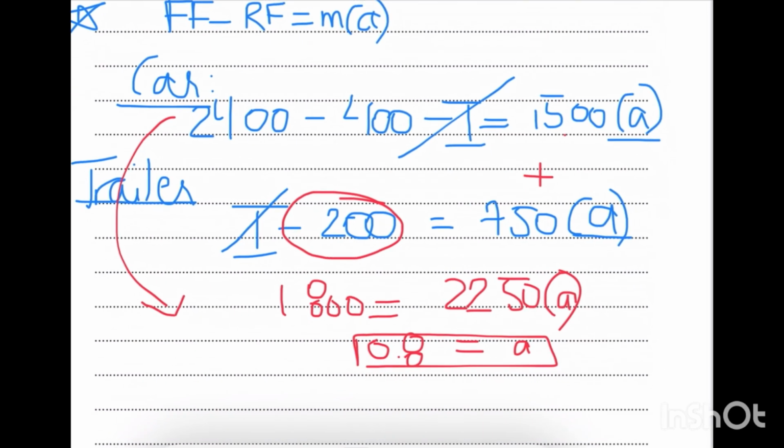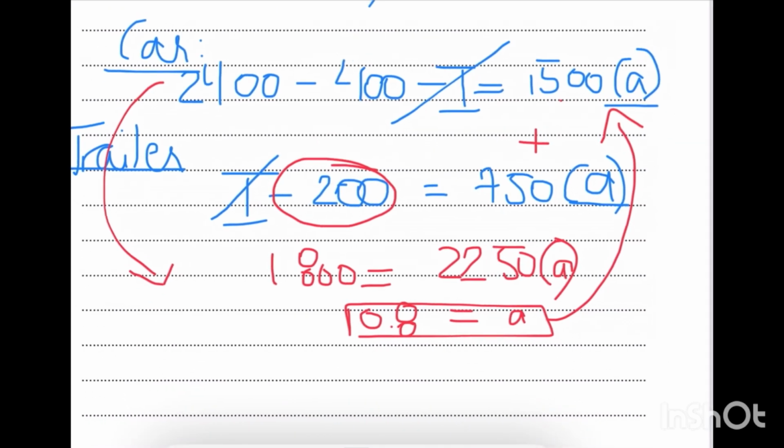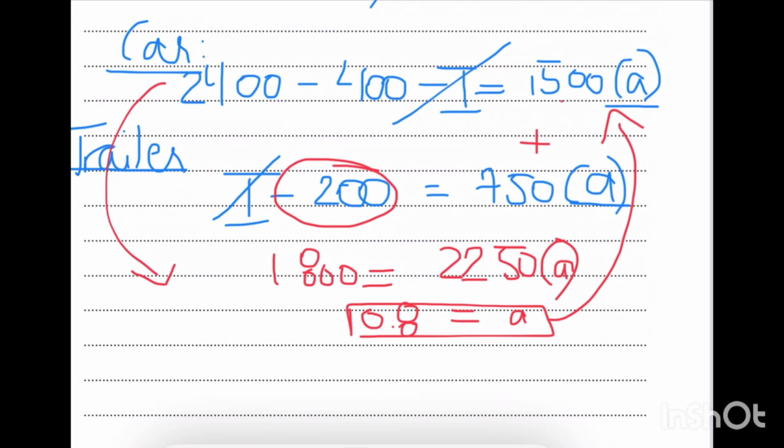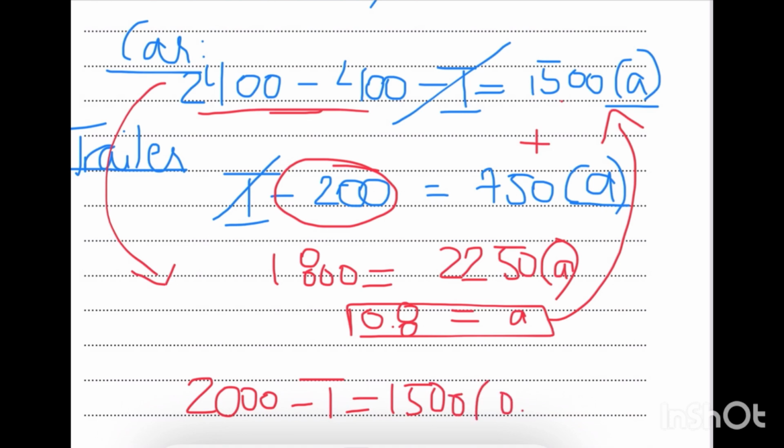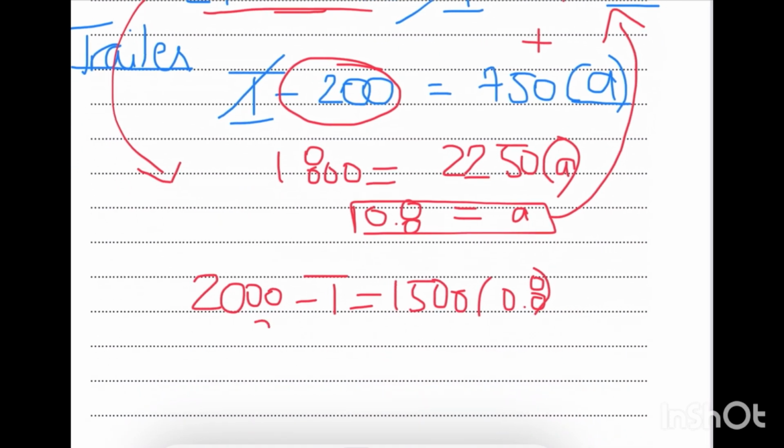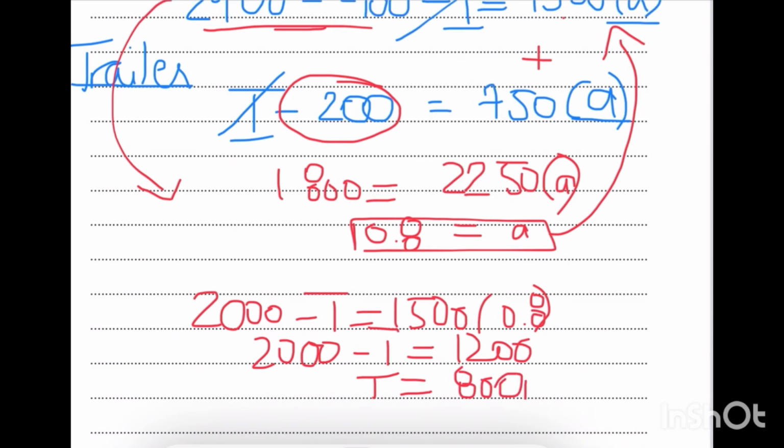Now substituting this acceleration in the first formula, the car's formula, we can find out the value of tension. So 2400 minus 400 will be 2000, and then minus T, which is the tension, is equal to 1500 times the acceleration, which is 0.8, and we simplify it further. So we get 2000 minus T is equal to 1200, so the tension in the tow bar is equal to 800 newtons. With that, we're done, since we have both the acceleration as well as the tension in the string.